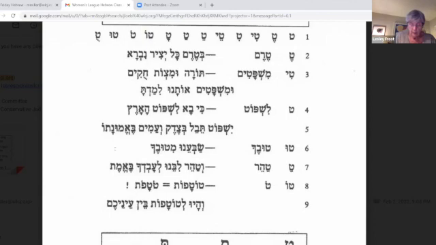Yishpot. Tevel. Tzidek. Betzedek. Ve'amim. Emunato. Right. There you go. You lost the whole syllable there. Very good. Want to keep going?